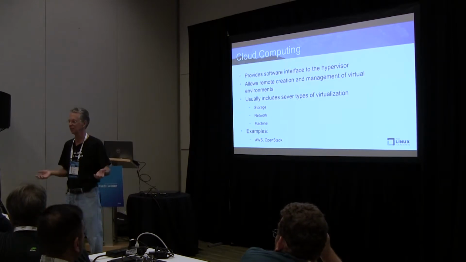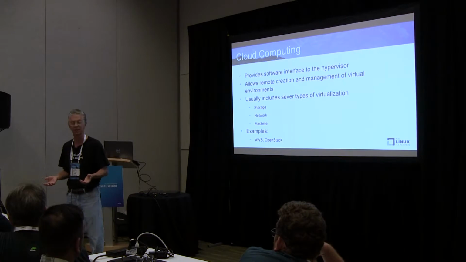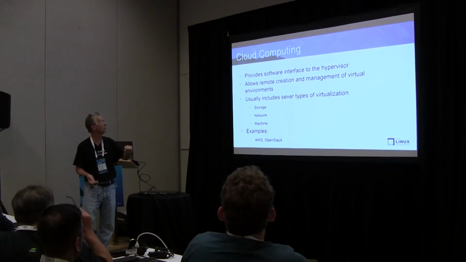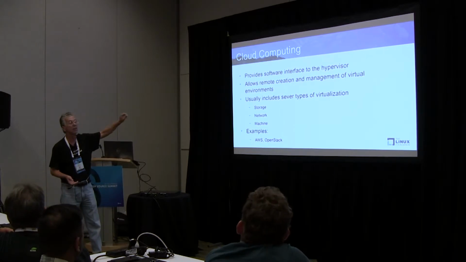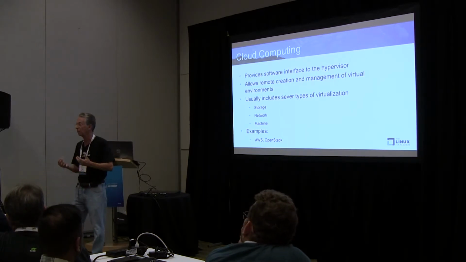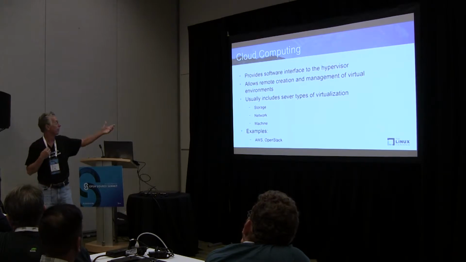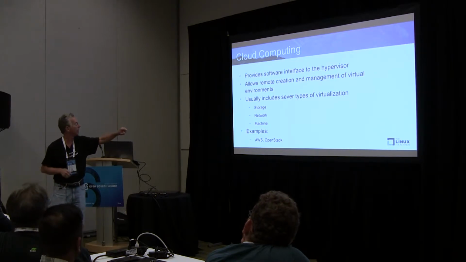OpenStack does it in seconds. AWS does it in seconds. And that's the difference. That's what cloud computing does. It provides a software interface to the hypervisor, so that we can remotely create all these constructs very quickly and very easily. It usually includes several, I can't type there.